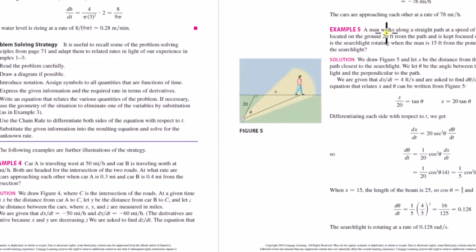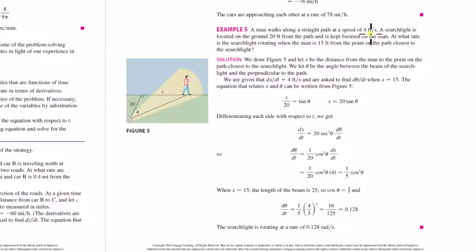Okay, a man walks along a straight path at a speed of 4 feet per second. A searchlight is located on the ground 20 feet from the path and is kept focused on the man. At what rate is the searchlight rotating when the man is 15 feet from the point on the path closest to the searchlight? So here's the problem. The man we know is walking in this direction at 4 feet per second. We know the distance that this searchlight is from the wall, and the searchlight is tracking the man, is focusing on the man as he walks.